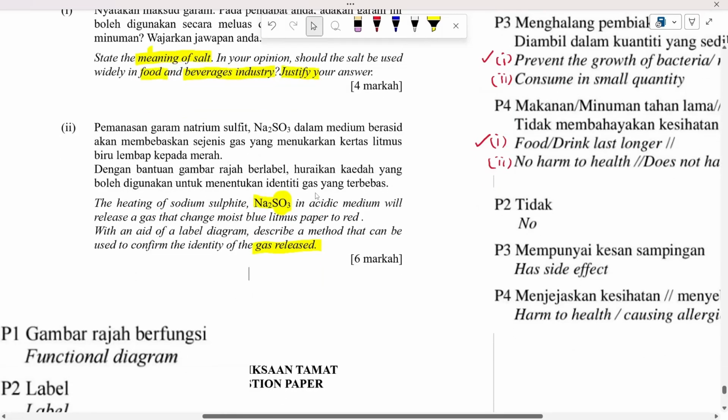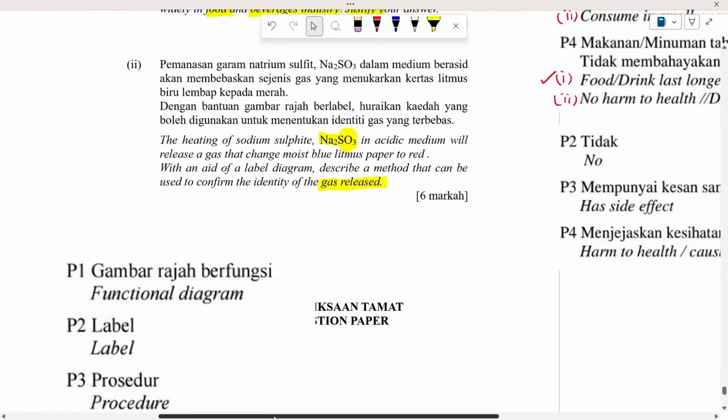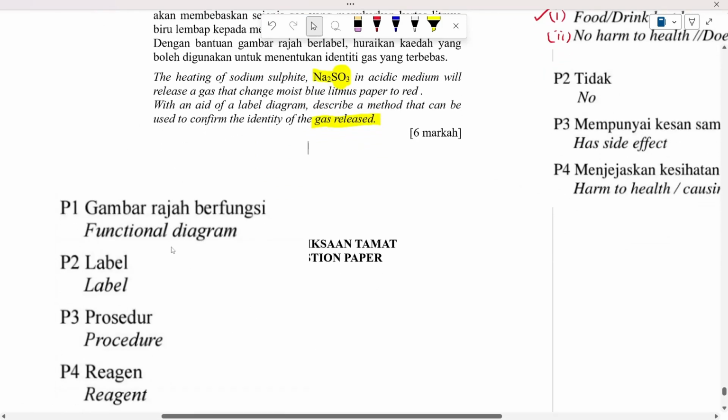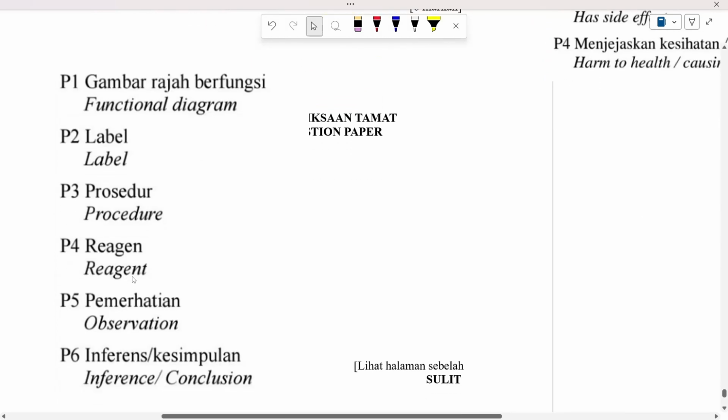So 6 marks. Now we look into the marks allocation. First one, functional diagram. Number 2, label. Then procedure, reagent, observation, and then conclusion. So altogether it will be 6 marks.